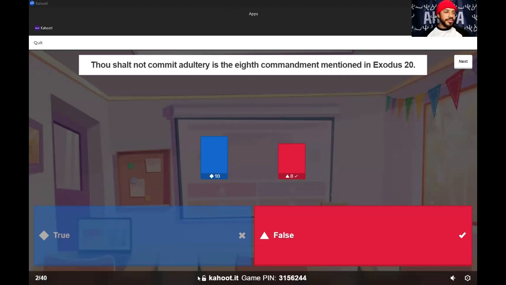So the verse, like I said, we're learning. We said the 8th commandment. That is verse 15 in Exodus 20. Thou shalt not steal.